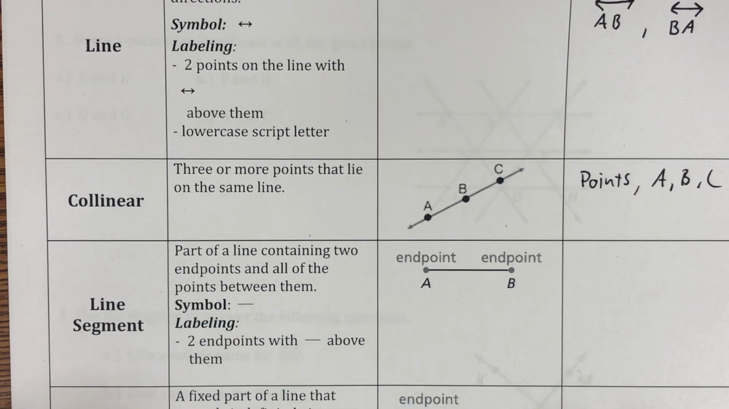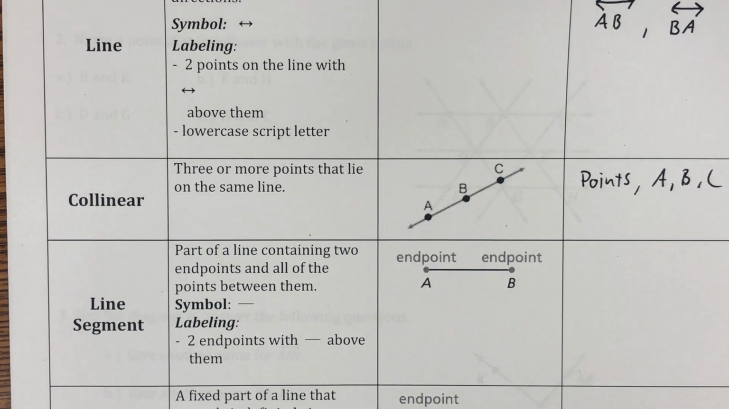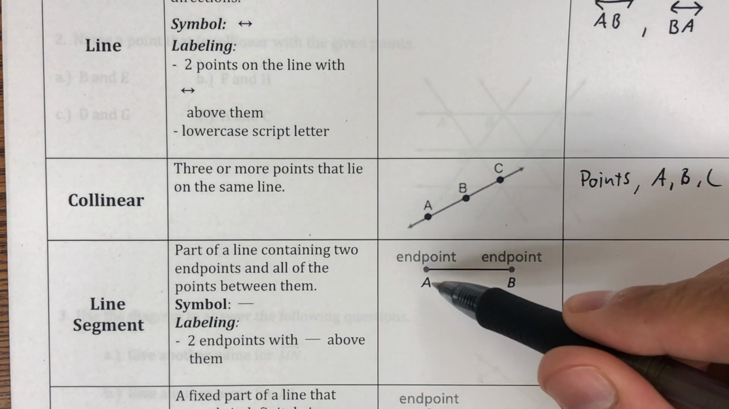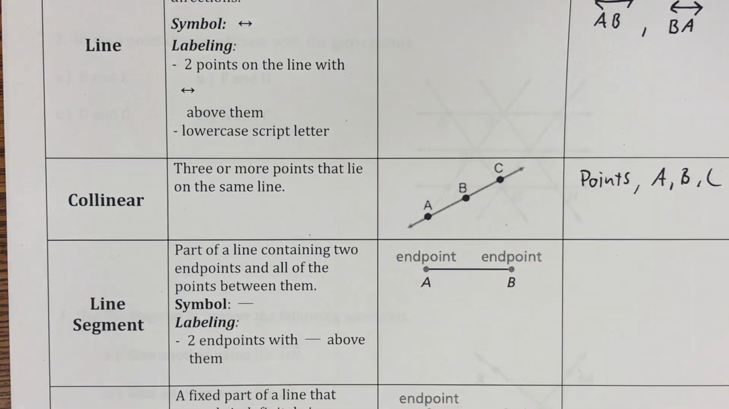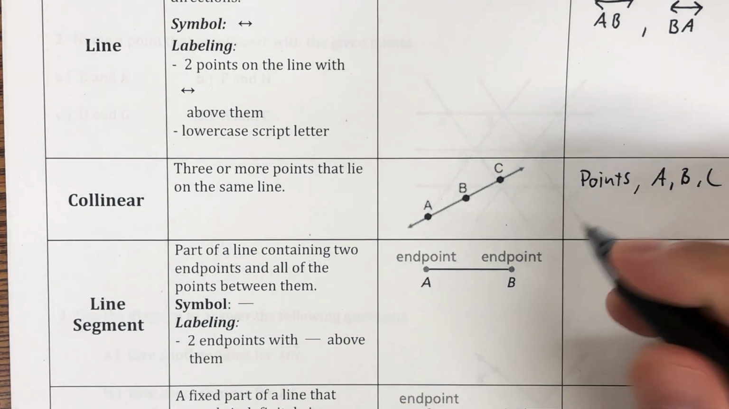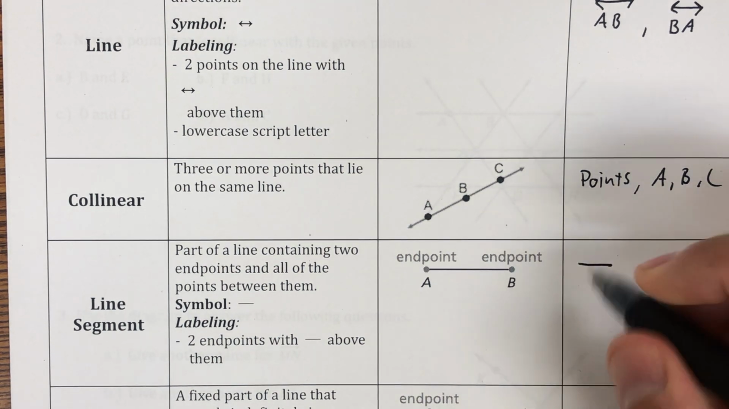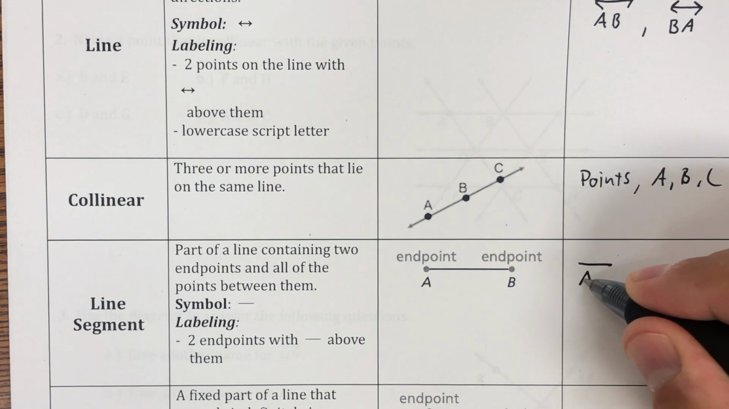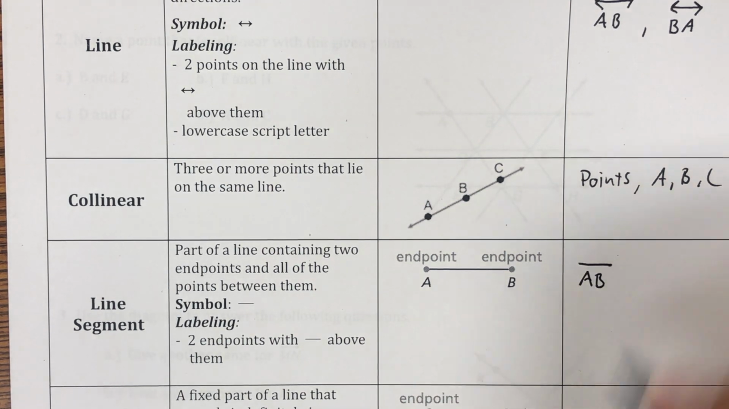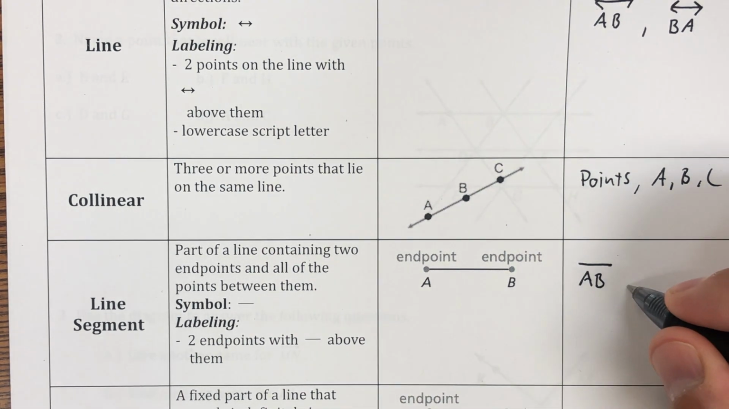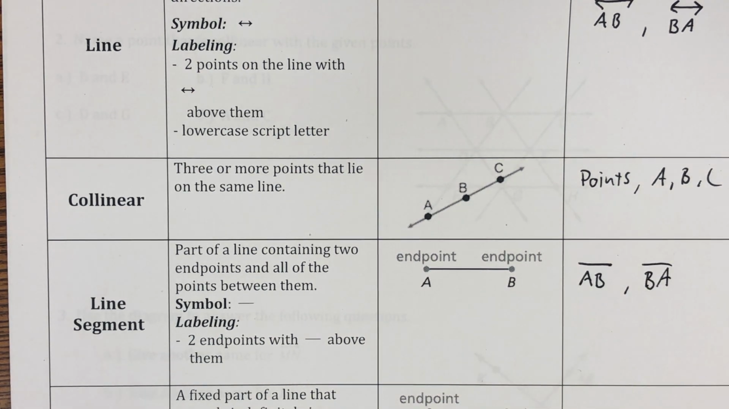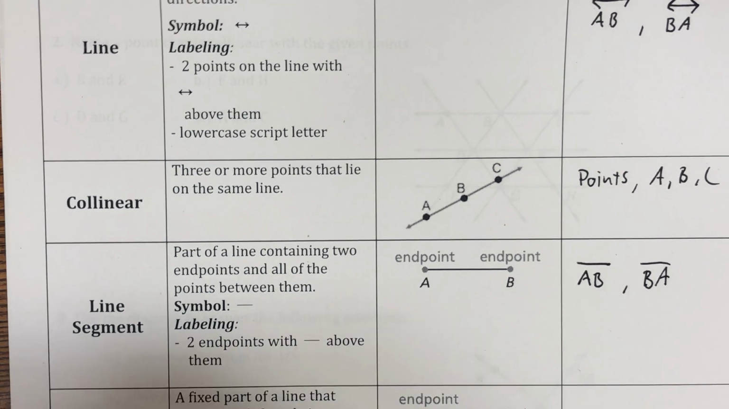A line segment is part of a line, so it ends. It's still one-dimensional, but it has endpoints. I can measure a segment. I cannot measure a line because it keeps on going forever and ever. So when I name a segment, I have to draw a segment symbol above it, and I use the 2 endpoints. It ends at A, ends at B, so I could call it segment AB. Notice the symbol has no arrows. That indicates it's a segment. I could also call it segment BA. Doesn't matter the order. Either option is acceptable.